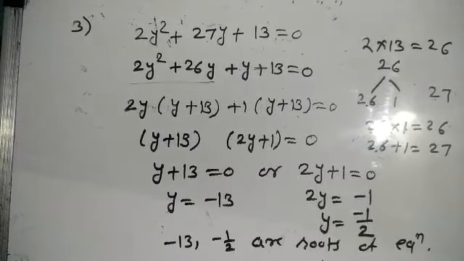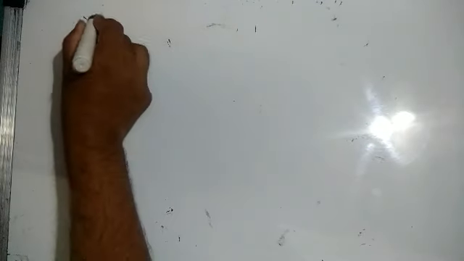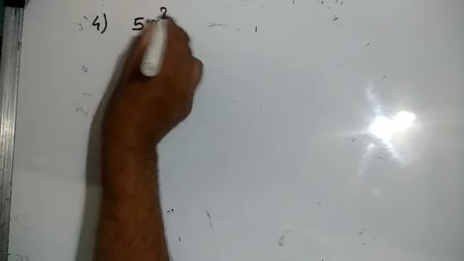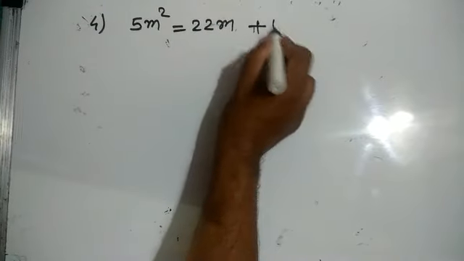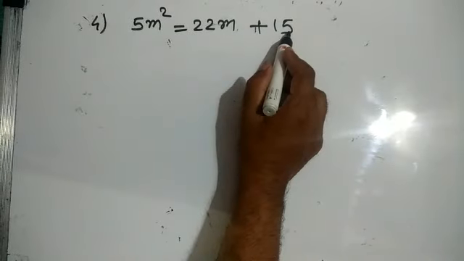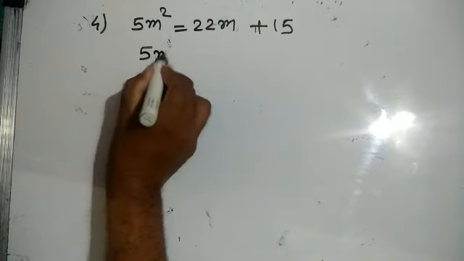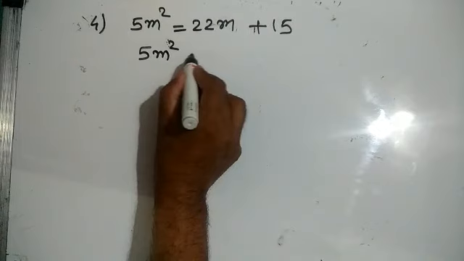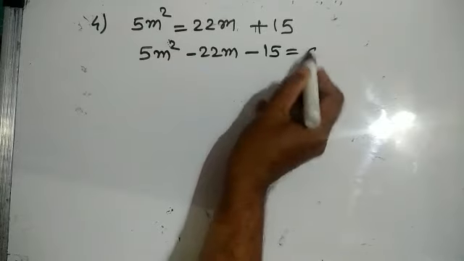In the fourth problem, the equation is 5m square is equal to 22m plus 15. This equation is not in the standard form, therefore first convert it into the standard form. 5m square minus 22m minus 15 is equal to 0.